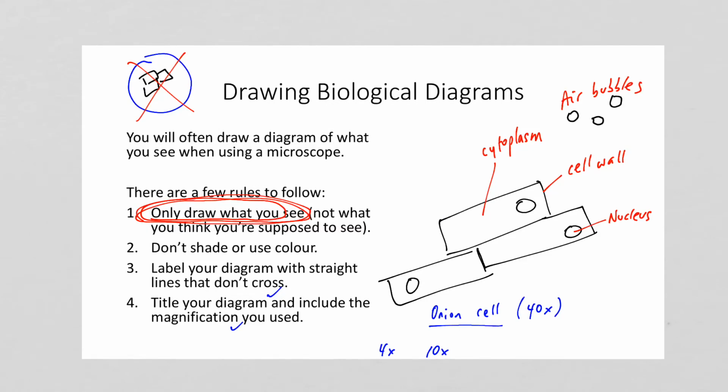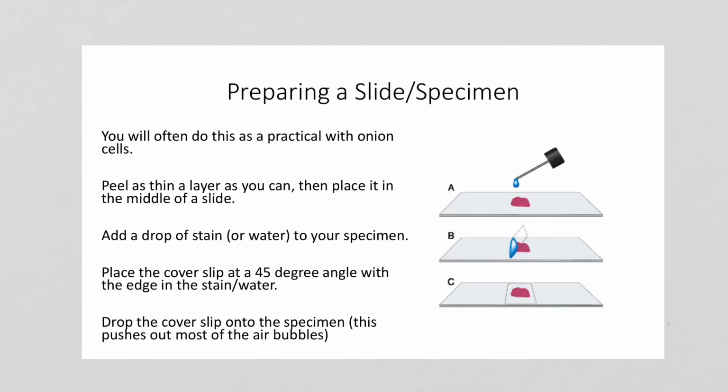You might also get a question asking you how to prepare a slide or prepare a specimen. Really, really simple. You want, again, if you're using it with an onion, peel as thin a layer as you can. They're going to be looking for that word thin. You want 1 cell thick because you're looking through it. So if you have multiple layers, it's either not going to allow the light through and you won't see anything, or it'll get confused because you'll be looking through a bunch of cells at once.